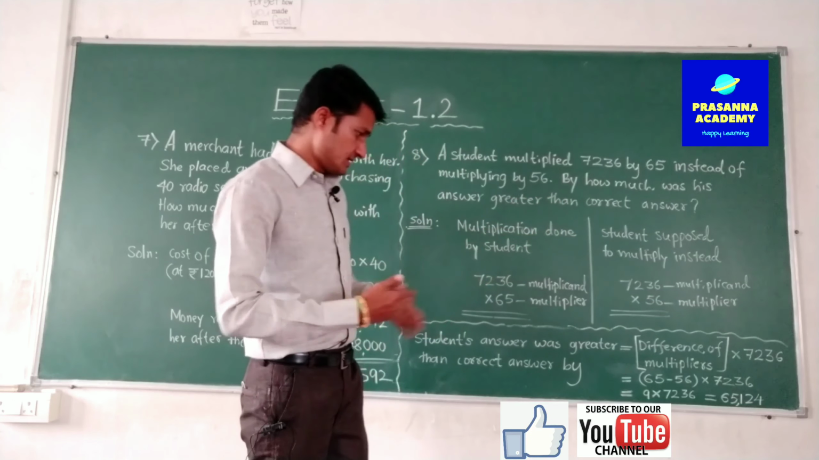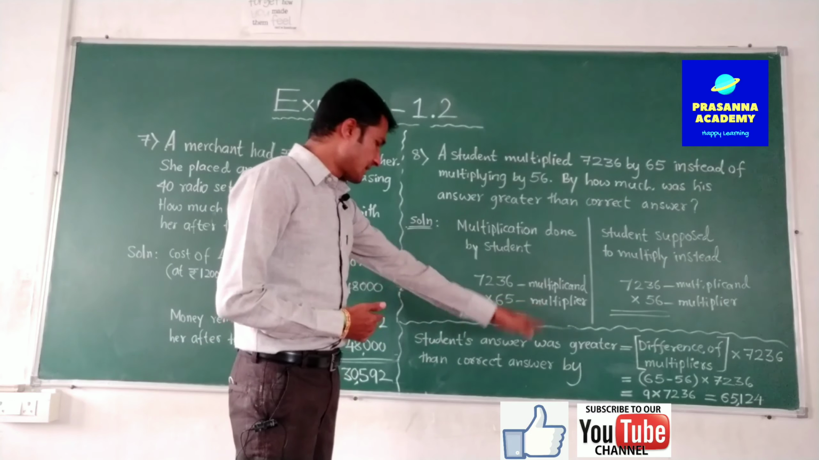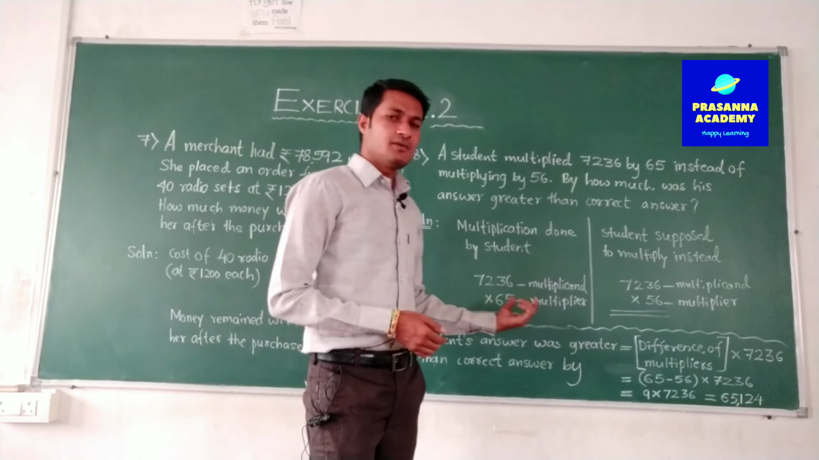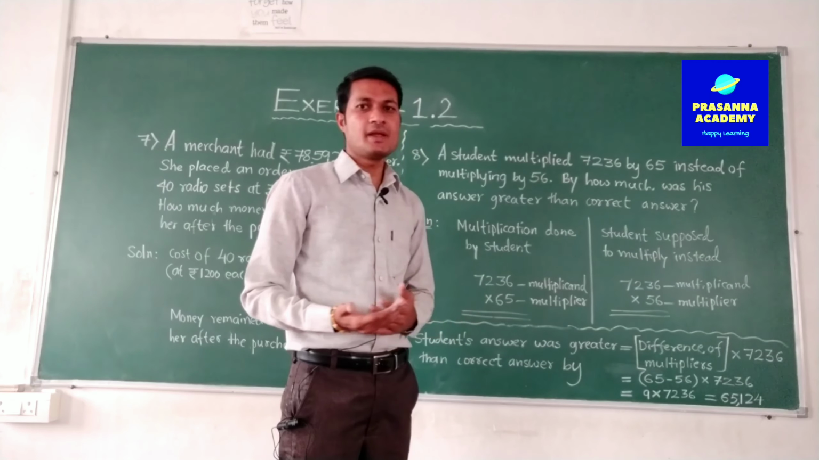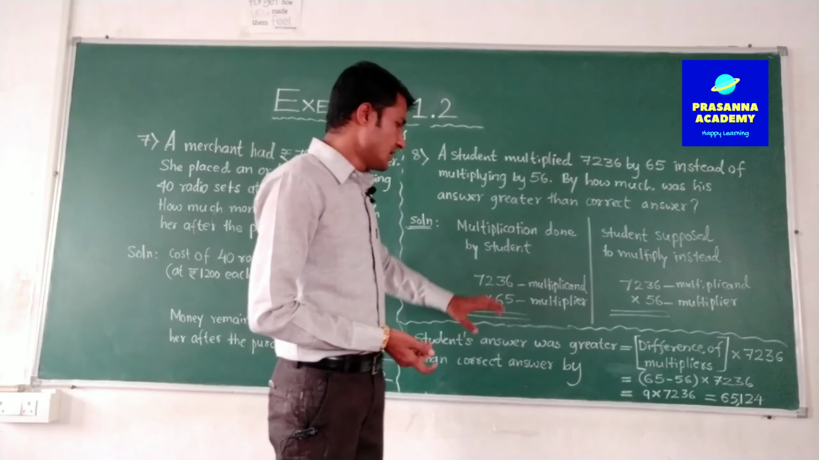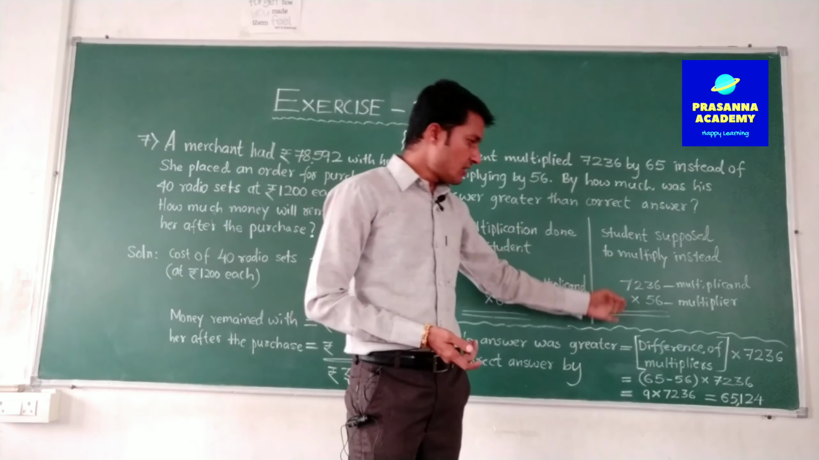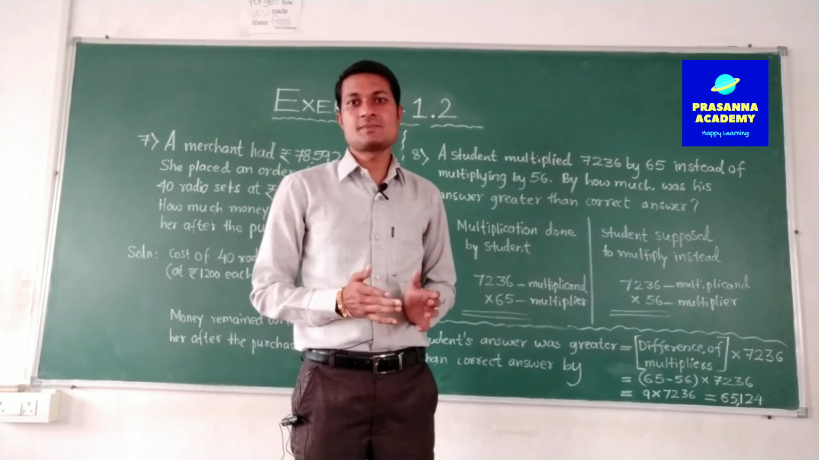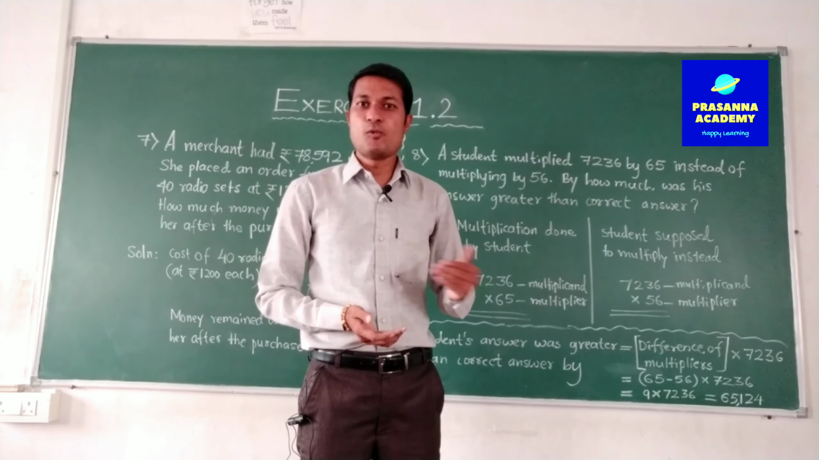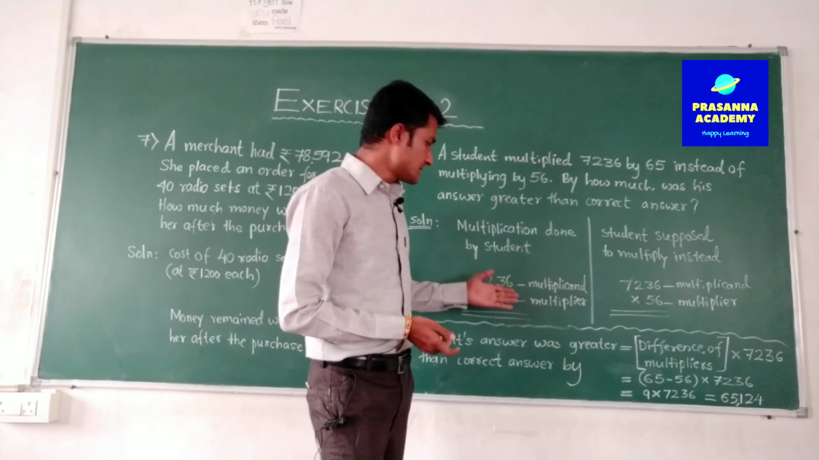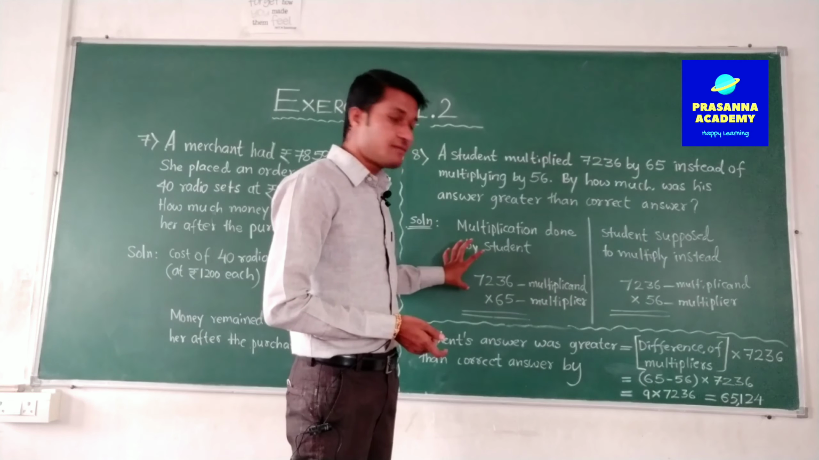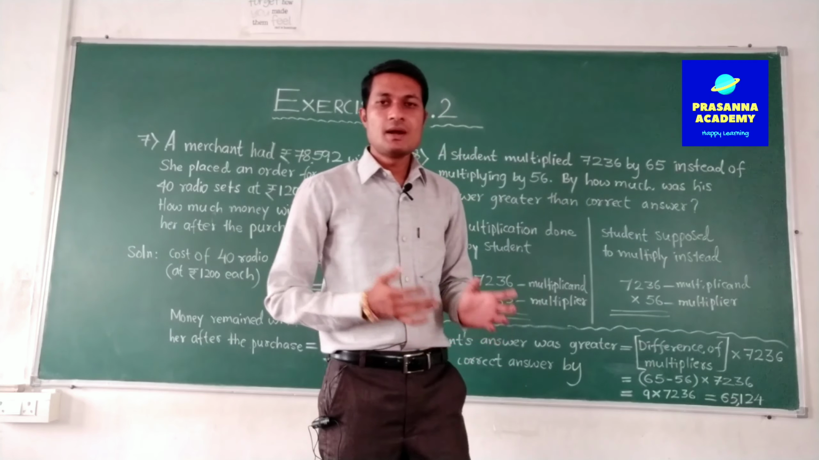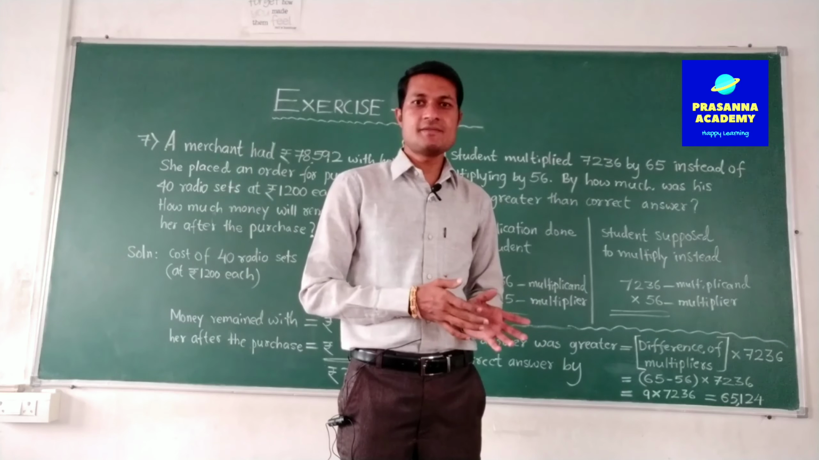So next, student's answer was greater than the correct answer by how much? To find out this, we need not find the product for both the numbers. We need not multiply here and we need not multiply here. Instead, just do one thing: take the difference of both the multipliers. Here you can see that 65 is the multiplier in the first situation and 56 is the multiplier in the second situation. So take the difference of these two, that is 65 and 56.